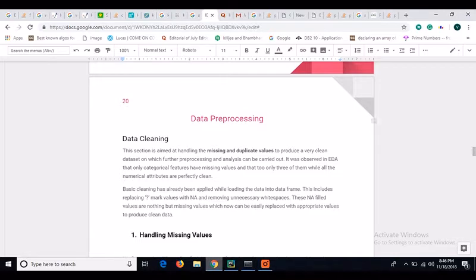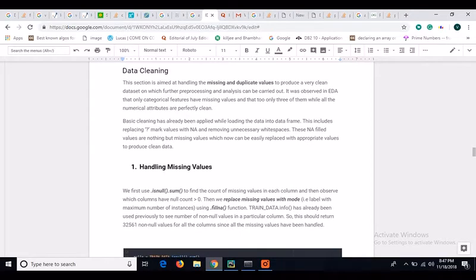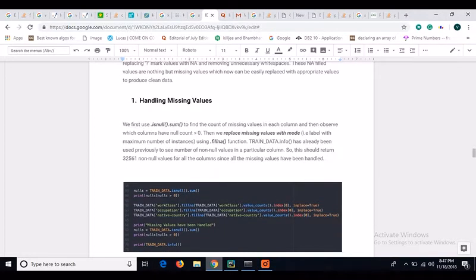Now let us look at the data pre-processing section. In data pre-processing, we try to improve the quality of the data by removing unnecessary or irrelevant material, or optimizing the different values and columns, so that we produce data which is suitable for training a model and obtaining a very high accuracy. The first thing that we do in data pre-processing is data cleaning. Data cleaning involves handling the missing values and handling the duplicate values.